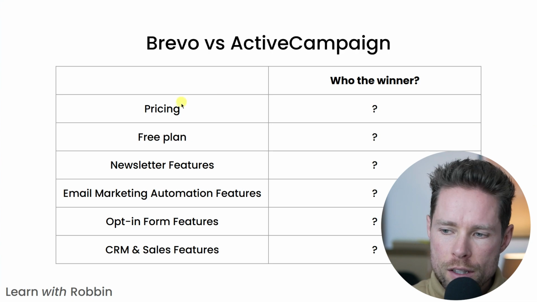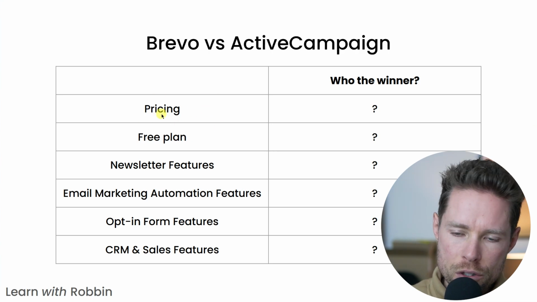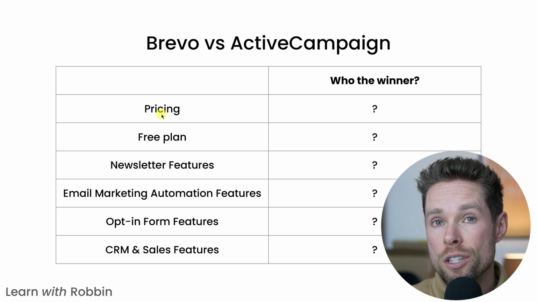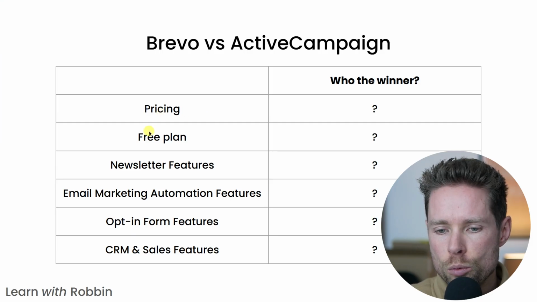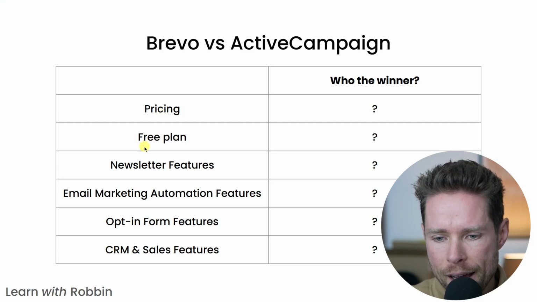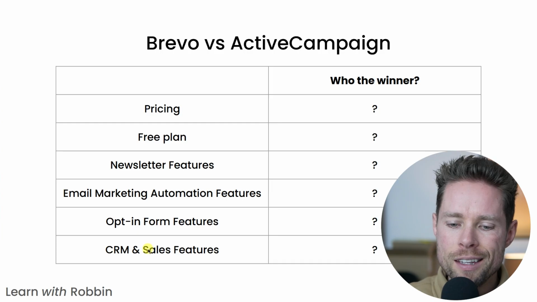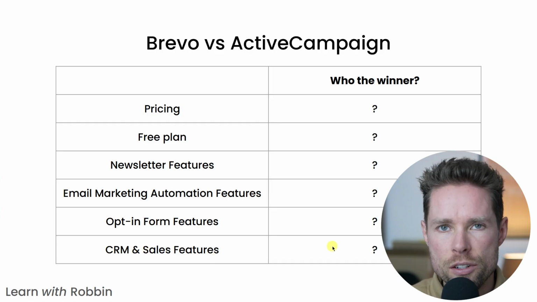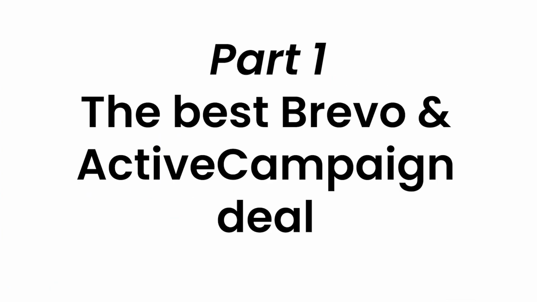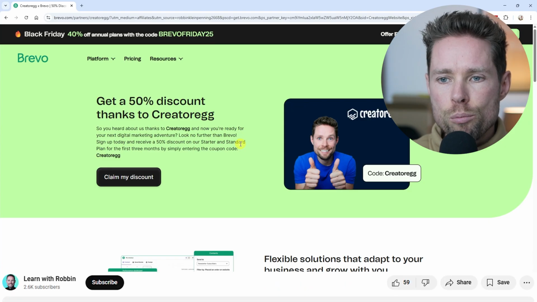So in this video I'll discuss where to find the best deal when signing up for either Brevo or ActiveCampaign. I'm also going to discuss the pricing, so who offers the cheapest tiers, who offers the cheapest product. I'm going to discuss who offers the best free plan, who offers the best newsletter features, email marketing automation features, opt-in form features, and the CRM and sales features. So let's start with Brevo.